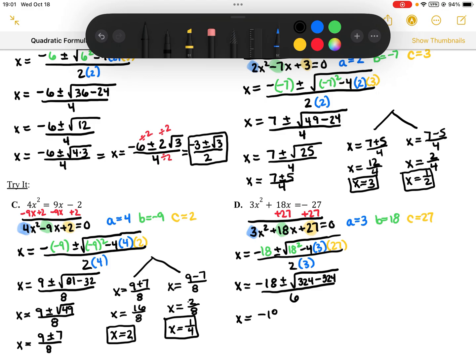So now I have negative 18 plus or minus 324 minus 324 gives me 0 over 6. Now, the square root of 0 is just 0. So I have plus or minus 0 over 6. Whenever I add or subtract 0, it doesn't change my value. So I'm just going to have negative 18 over 6, which simplifies to negative 3. So my solution here is x equals negative 3. In this case, I only have one solution.